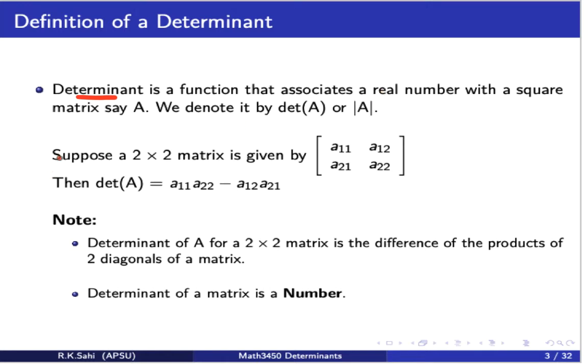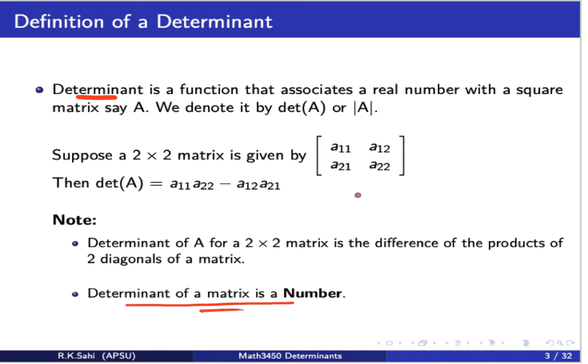Now, if you remember, we have already done finding a determinant of a 2 by 2 matrix, which is basically multiplying the two diagonals and taking the difference. By convention, we start from the top left and go to the bottom right, and then subtract the top right going to the bottom left. So the determinant of a 2 by 2 matrix is a11 a22 minus a12 a21. Very important fact: the determinant of a matrix is a number.